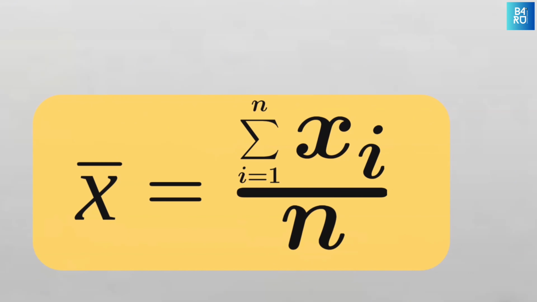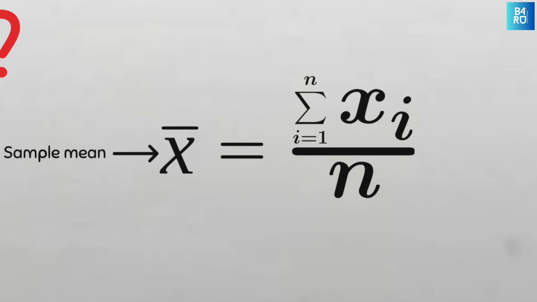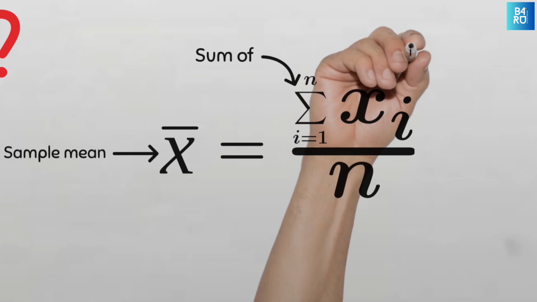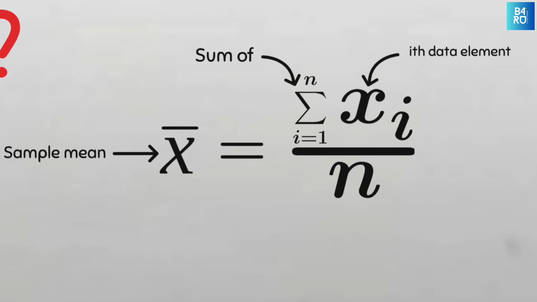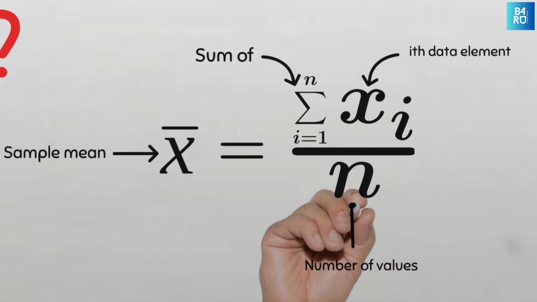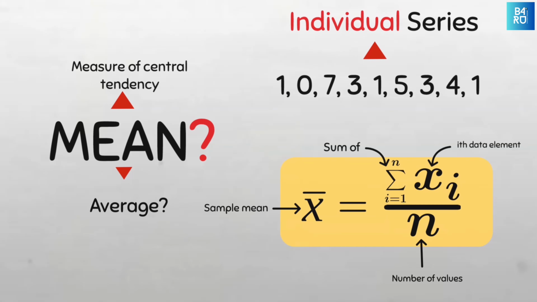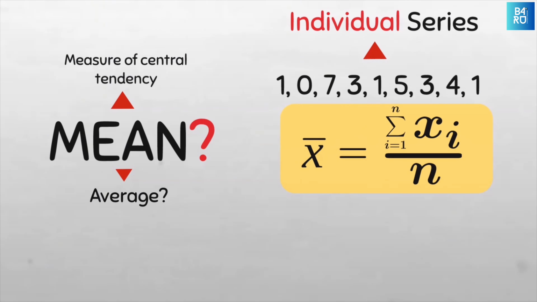Here, x bar represents the mean of the sample. Sigma i equals 1 to n is the sum of all the values from the first to the last. X sub i is the indexed data value and n is the number of values, or the size of the sample. So let us use this formula to find the mean of our dataset of the 9 children.